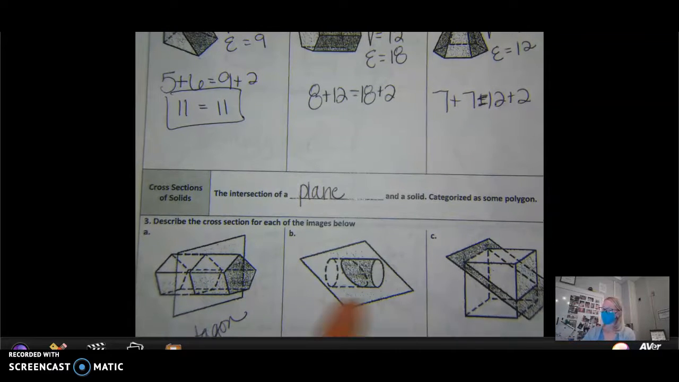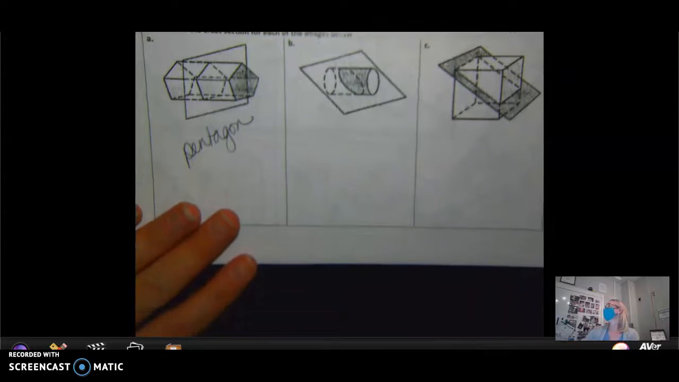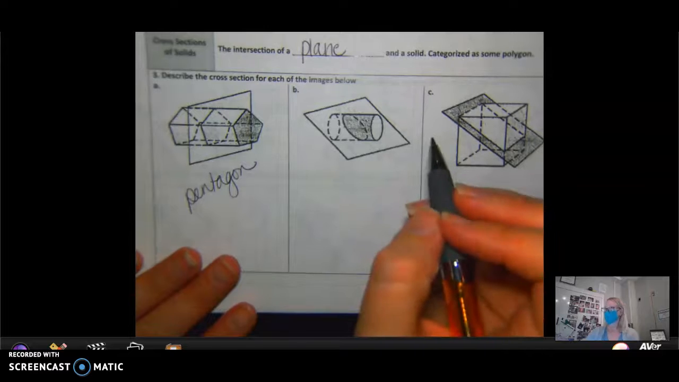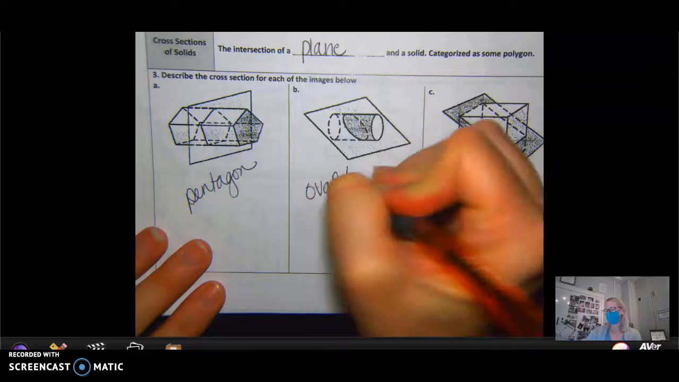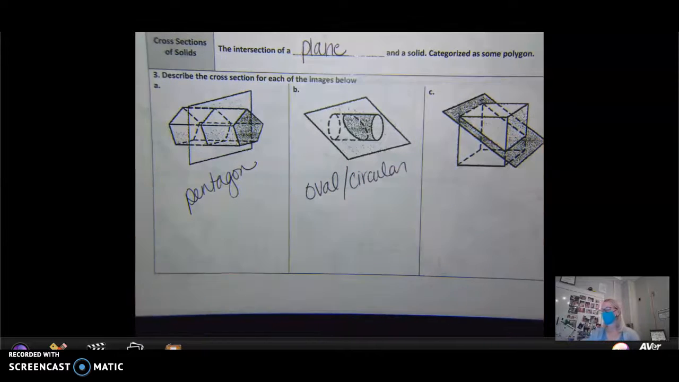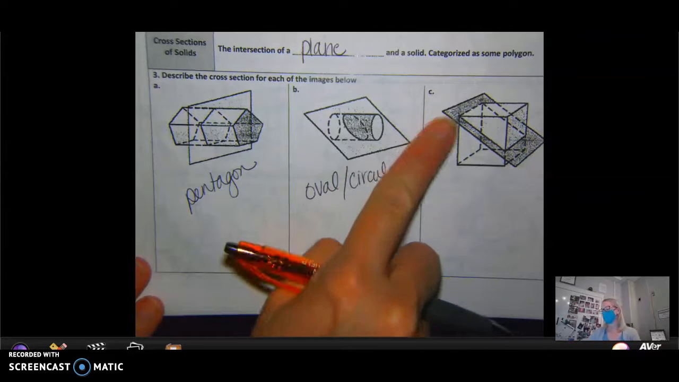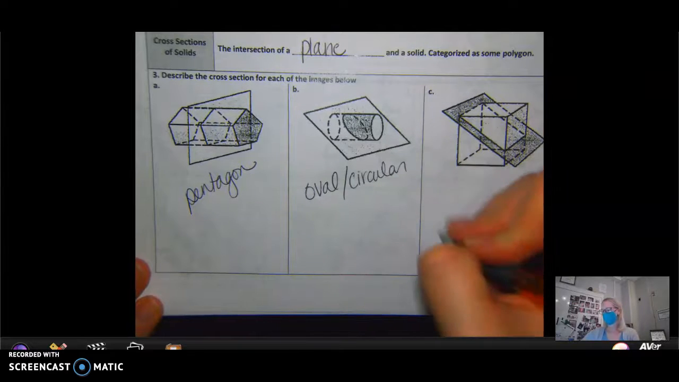On this one, if I take that sheet of paper and do you see where they're cutting right down there diagonally, what shape will it open up to be? Oval, circular, yeah. Okay, and then the last one. If I cut that shape where they're showing you, what shape will it open up to be? It is a rectangle.